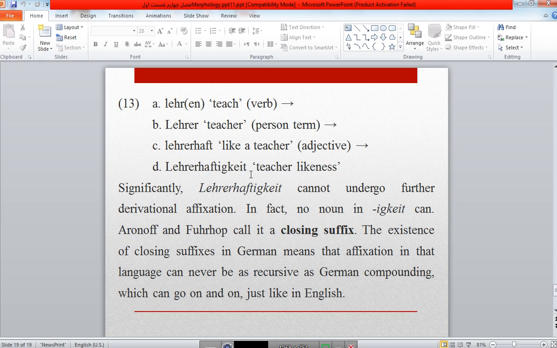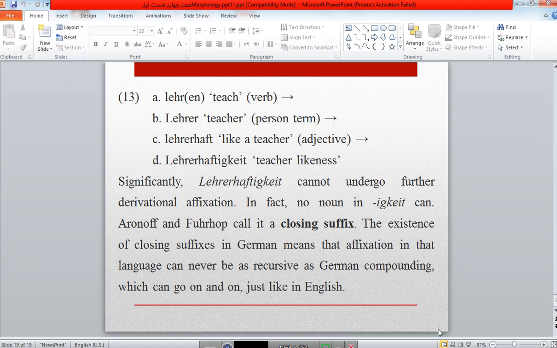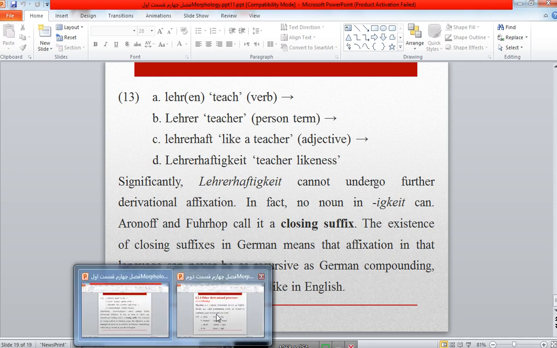The existence of closing suffixes in German means that affixation in that language can never be as recursive as German compounding, which can go on just like in English. So these are the affixation, and this definition is related to closing suffix as you see here. So this is the affixation, which includes prefix, suffix, maybe infix, and circumfix, as you see the examples from English language and some other languages.